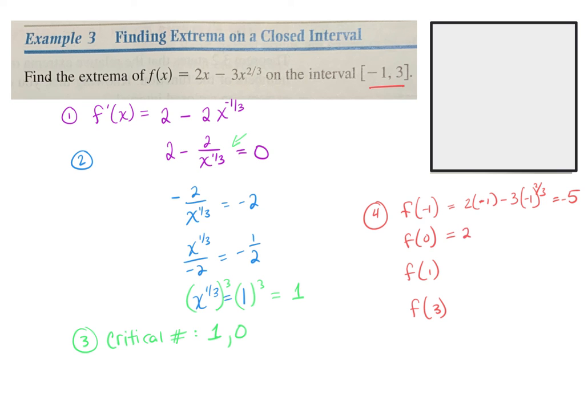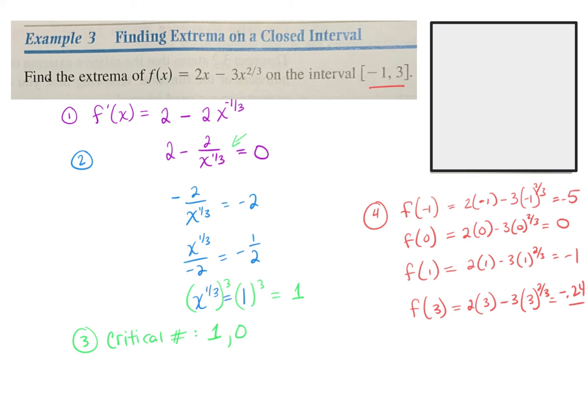0 makes our life so much easier, right? 0 to any power is just 0, so this guy is 0. 1's pretty easy as well. 1 to any power is just 1, so I get 2 minus 3 here, so this gives me negative 1. 3's ugly because 3 doesn't have a nice, beautiful 3 to the 2/3 power. It's some decimal, and I think when you plug it in, it's like negative 0.24 or something like that, okay? I clearly have a max and min here, don't I?